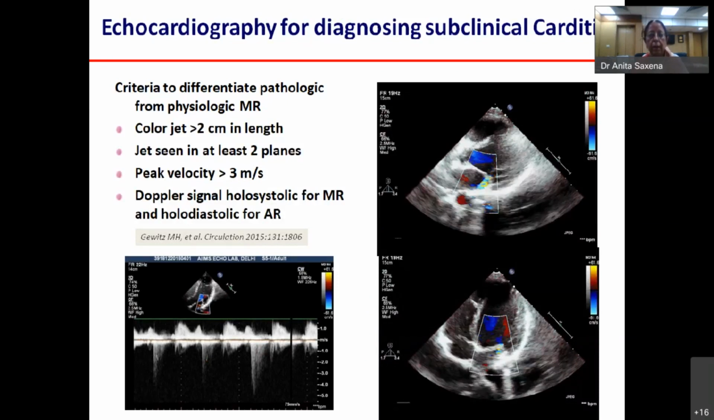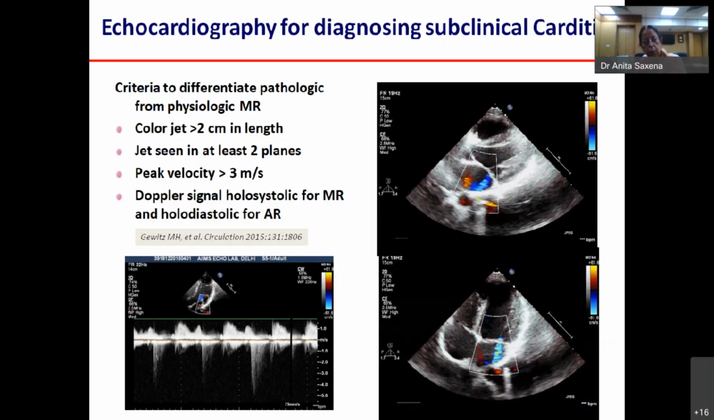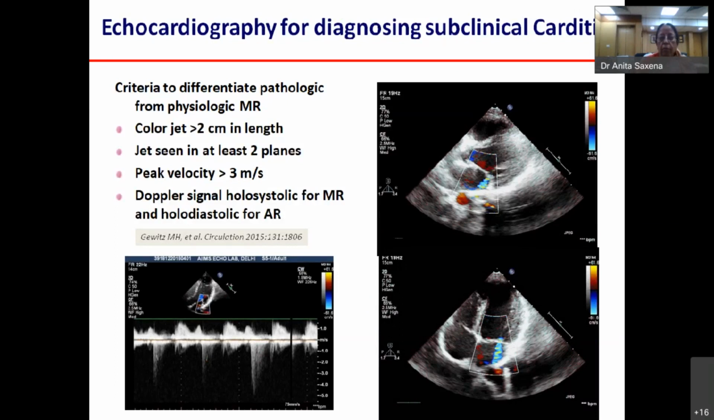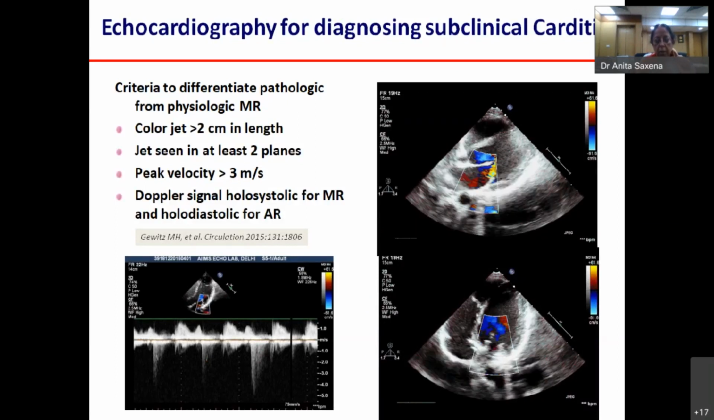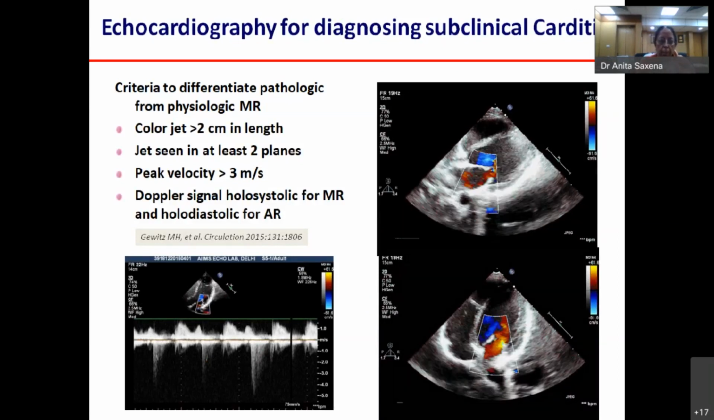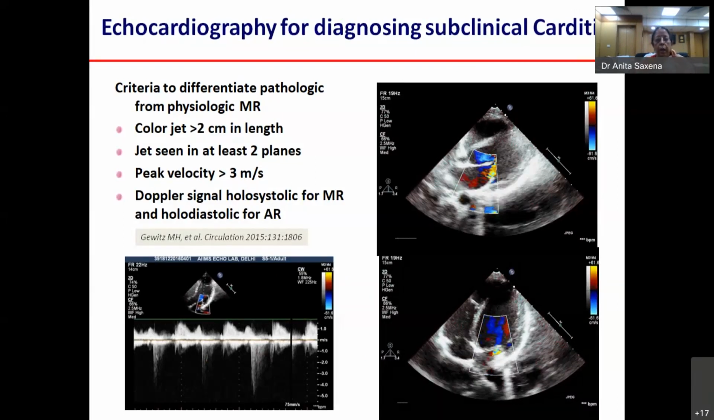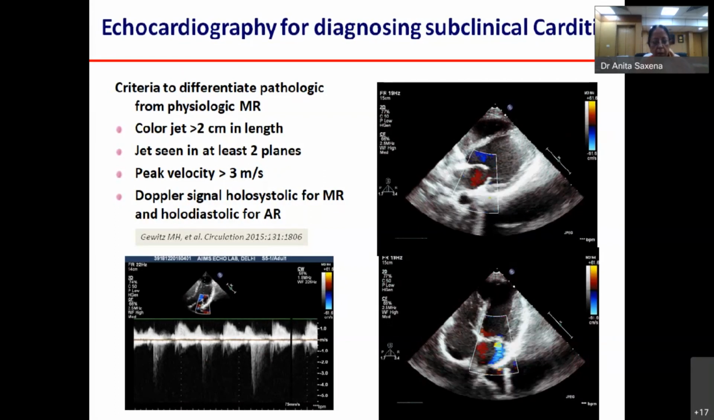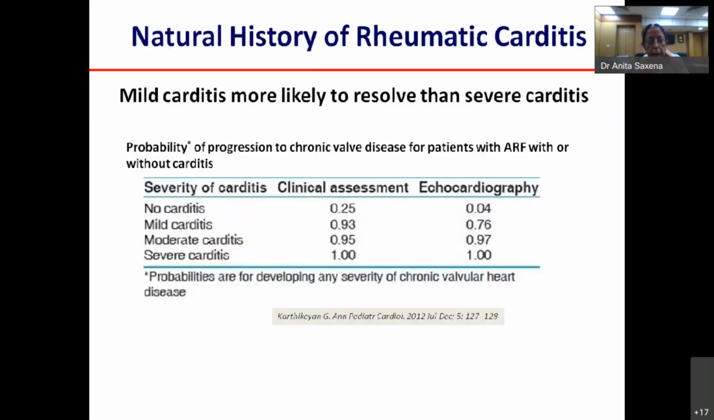For subclinical carditis, there are criteria again defined in the 2015 publication, also by WHO, where they say that you need to differentiate pathological from physiological mitral regurgitation. I think this is again a question that is often asked in the exam, and you should really be aware of how to differentiate pathological MR from physiological MR, and how to differentiate pathological AR from physiological AR. And these are the criteria that have been shown over here that have been published earlier.